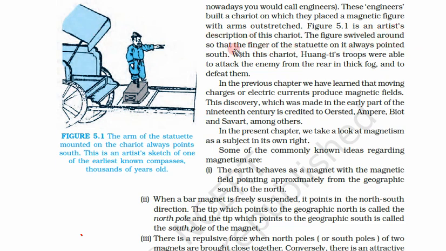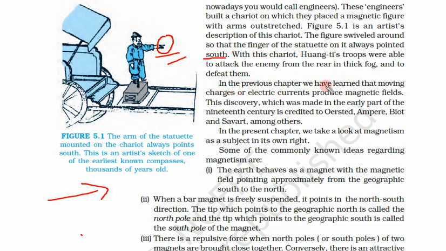The figure swiveled around so that the finger of the statue on it always pointed south. So the figure of this statue will always point in the south. So you definitely know now that if this figure has some north pole, it will always direct towards the south direction. With this chariot, Huang Ti's troops were able to attack the enemy from the rear in thick fog. So again, in thick fog they were able to attack the enemies because they knew the directions, but others were unable to see the direction in thick fog and were defeated.